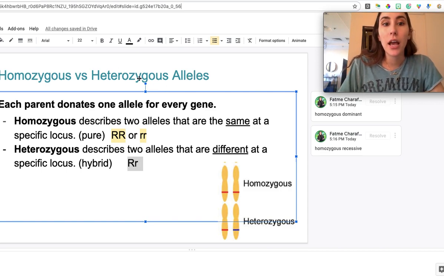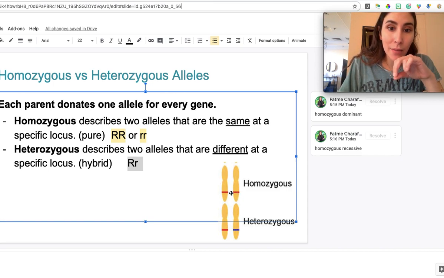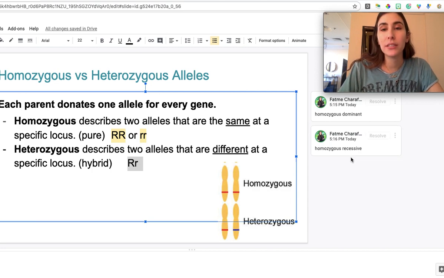Notice that in all of these examples, these alleles are present on the same locus. So on the same locus, this is an example of a homozygous. Notice how they're exactly the same. They could be dominant or recessive. This is an example of a heterozygous. Okay? I hope that was clear.